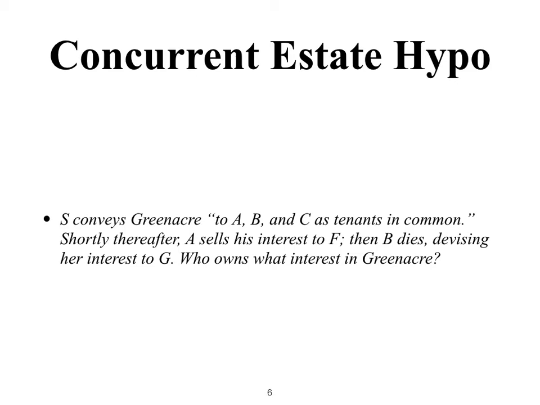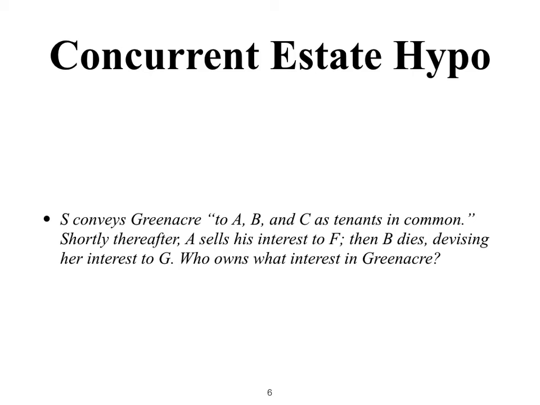The answer is that F, G, and C own Green Acre as tenants in common. Let's take a look at why. Because it's a tenancy in common, A, B, and C have the right to transfer their interests or devise their interest. The interest is also descendable.